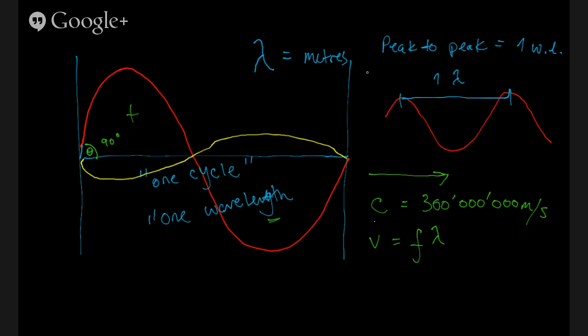And since radio waves travel at the speed of light, we can plug that into our equation for lambda. So this is an inverse relation. As the frequency increases, wavelength decreases, gets shorter, and vice versa.